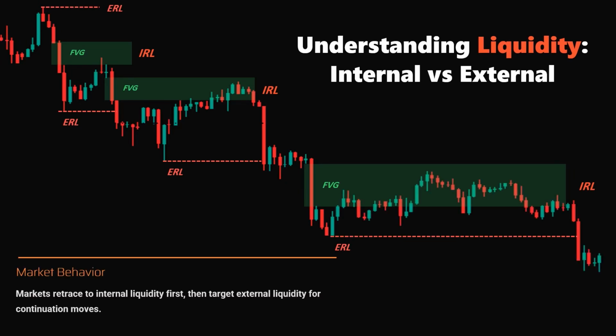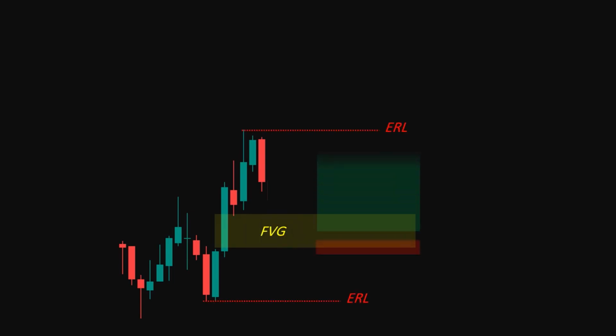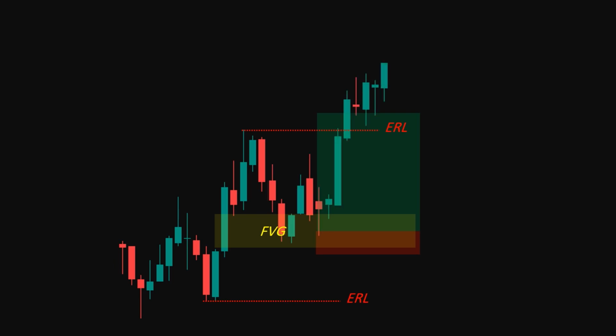My approach is to position myself inside internal range liquidity while targeting external range liquidity. Some traders, especially counter-trend traders, prefer to do the opposite. They take out external range liquidity and then try to trade back into internal range liquidity. While this is possible, it's much trickier, because you never know exactly where the market will stop or target inside that internal range.